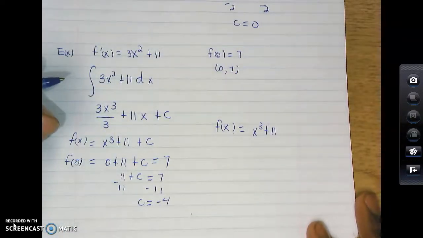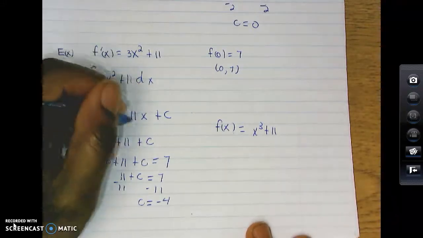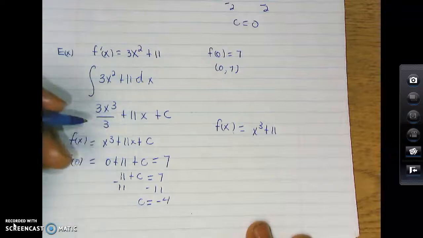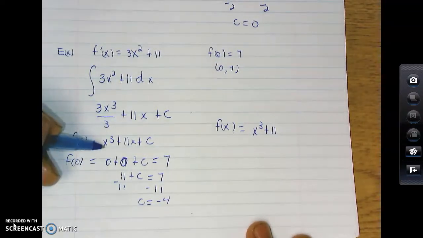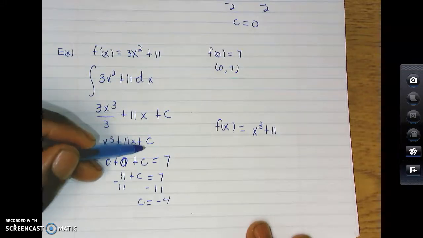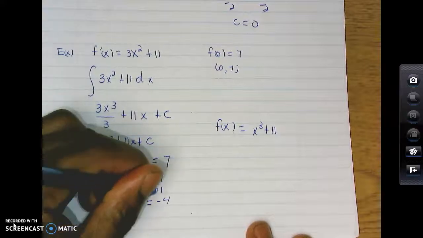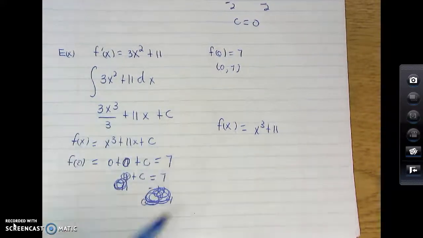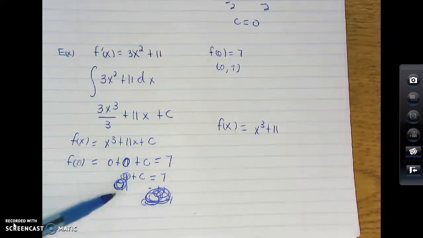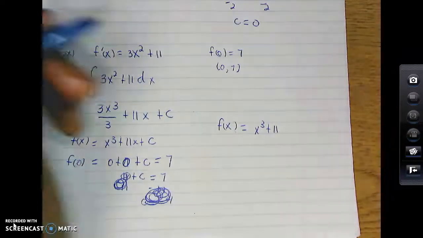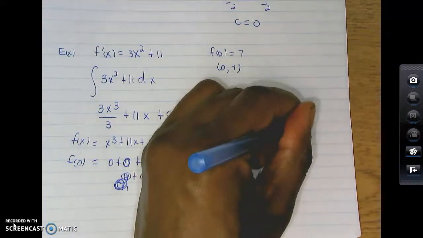Oh, so I messed up here. So let's go back here. This is supposed to be 11x. So this is supposed to be a 0, because 0 cubed is 0, and 11 times 0 is 0. So actually my c is just equal to 7. Sorry about that. Because you get 0 plus 0 plus c, which is equal to 7. So c is just equal to 7. So the answer is going to be x cubed plus 11x plus 7.